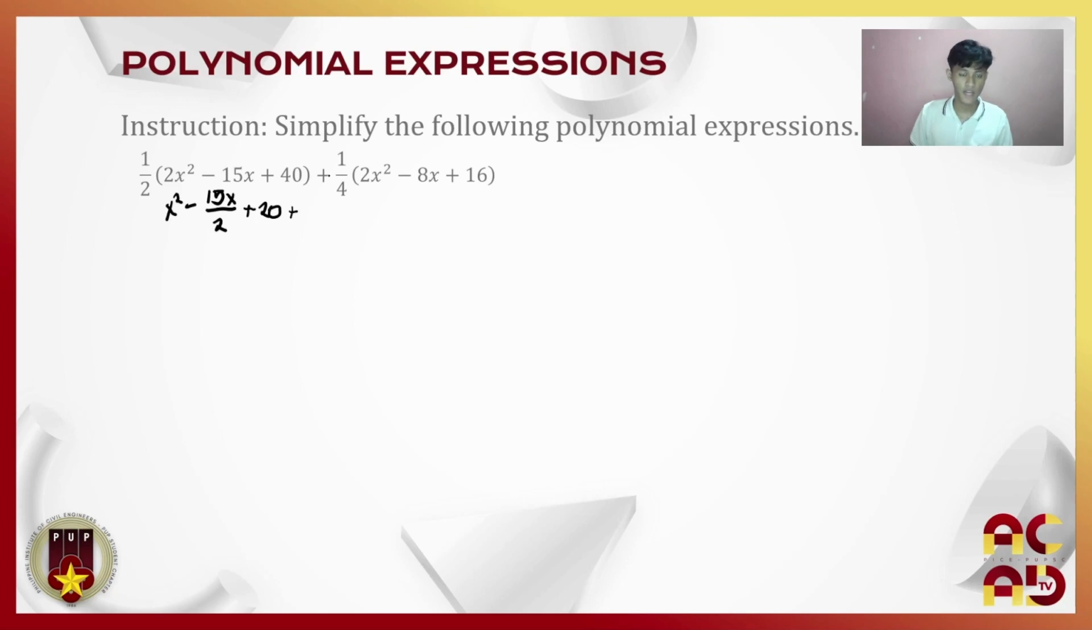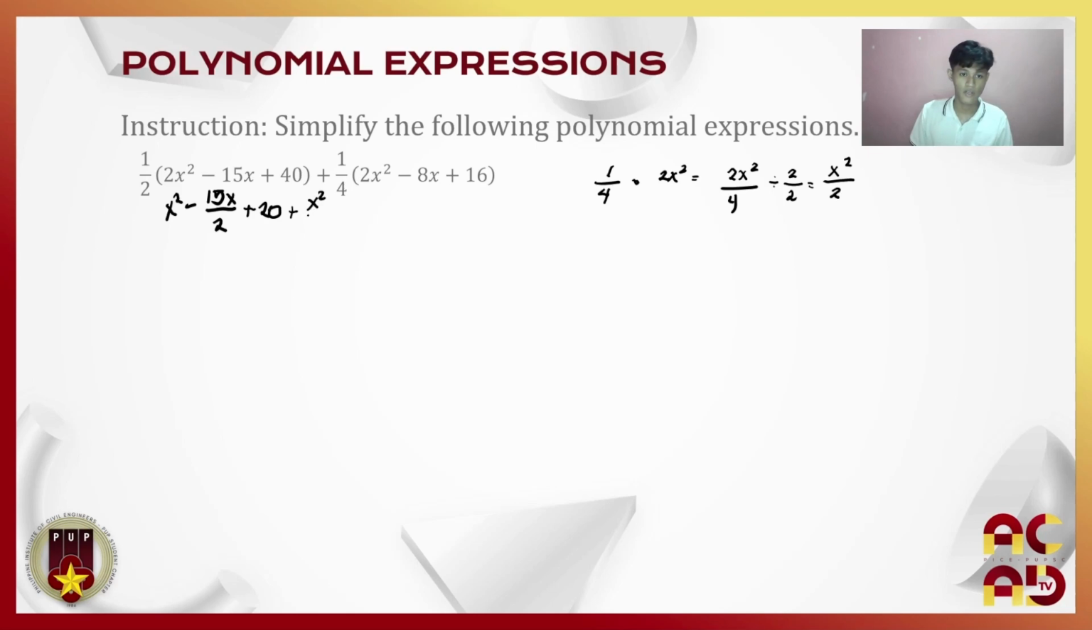And then plus, itong 1 over 4 times 2x squared. Let's do this dito sa gilid. So, times 2x squared. So magiging 2x squared yung numerator and then yung denominator is 4. And then pwede natin siya i-lowest term. Though hindi natin siya pwedeng gawing whole number since mas malaki yung denominator. Ang pwede lang natin gawin is i-lowest term. So i-divide natin siya by 2. Then pwede siya maging x squared over 2. So ito na yung sulat natin dito.